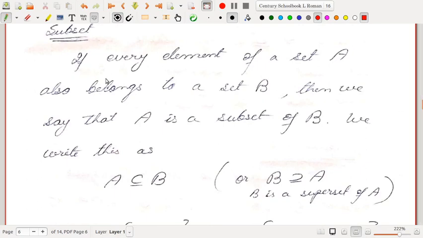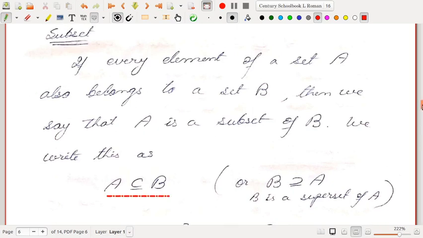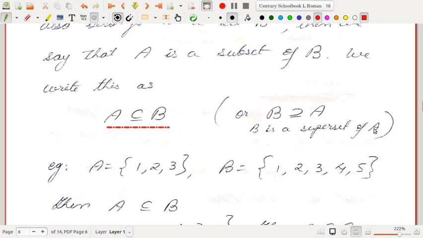So what is a subset of a set? If every element of a set A also belongs to another set B, then we say that A is a subset of B, and we write this notation as A ⊆ B. Or we write it the other way, B is a superset of A.